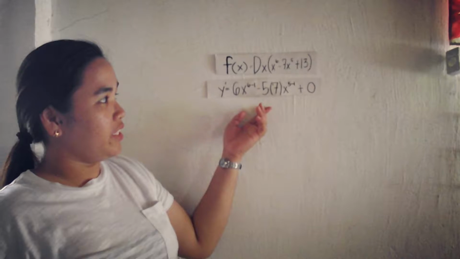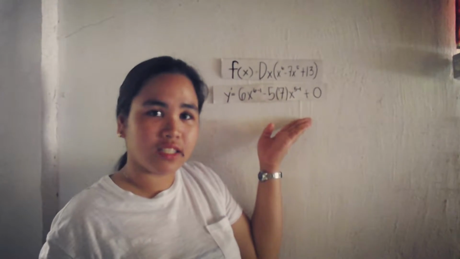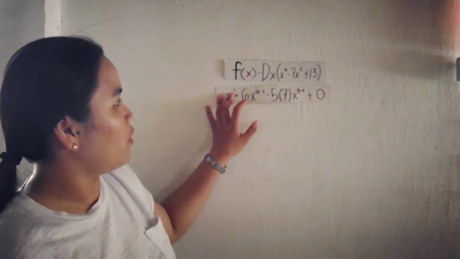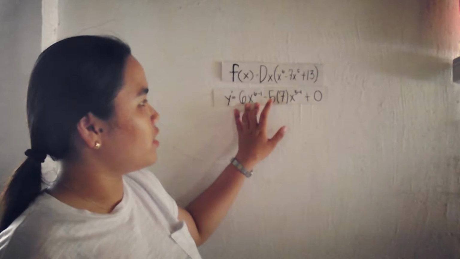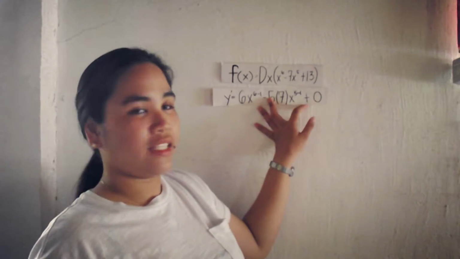But before we proceed, let me remind you of the constant rule. According to the constant rule, any constant is equal to 0, and also the power rule: bring down the power and multiply it by the coefficient, and then the remaining power is minus 1. So 6x to the power of 6 minus 1, minus 5 times 7 x to the power of 5 minus 1, plus 0.